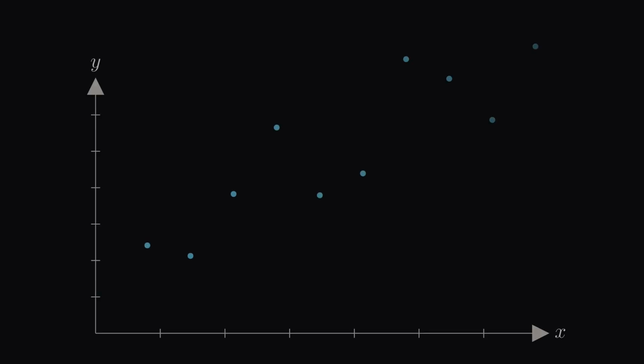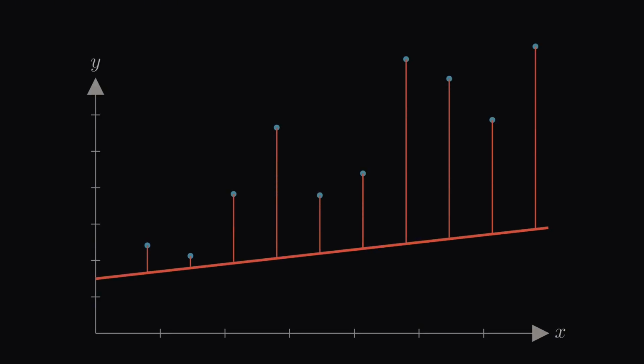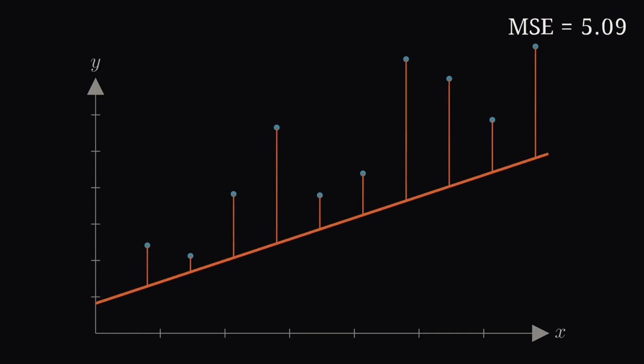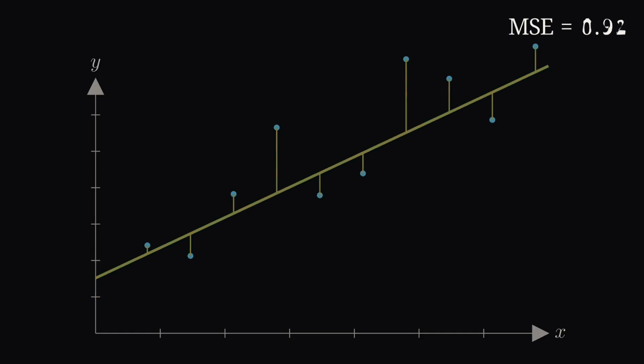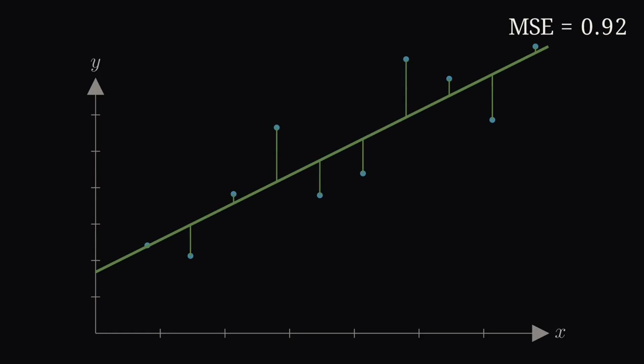Let's try a few line examples. This one is clearly off. This one is better. This one looks pretty good, but looks good isn't a definition. So we measure the error.